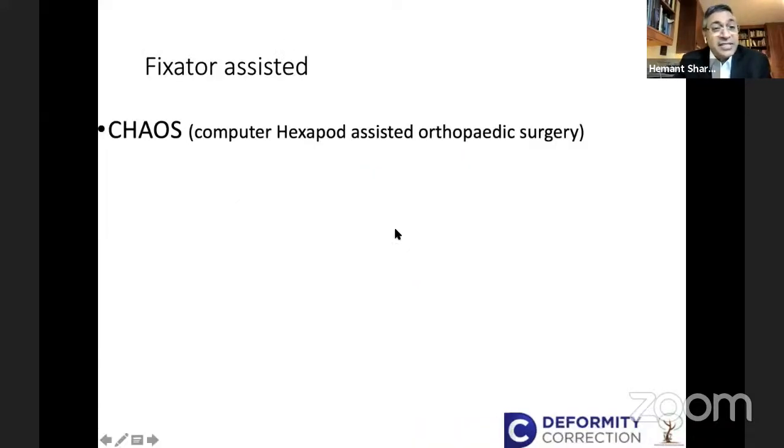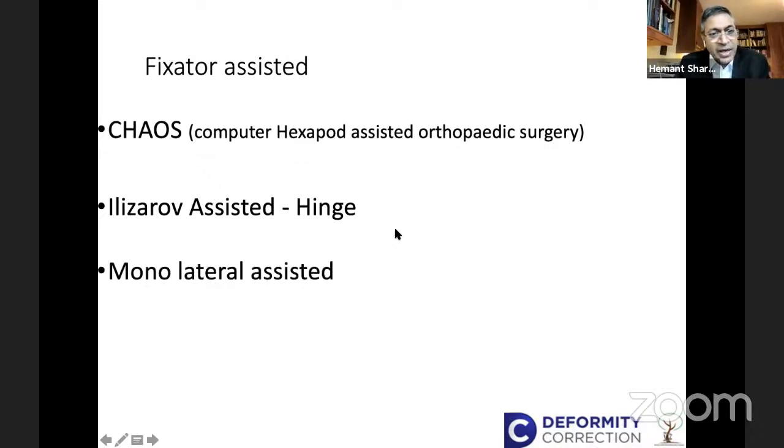What type of fixators are assisted? One is hexapod assisted, which I'm not sure is good because it's quite expensive. For simple deformities, it's not worth it. If it's a complex deformity, then yes, definitely. Most of my corrections are through Taylor Spatial Frame or hinge.